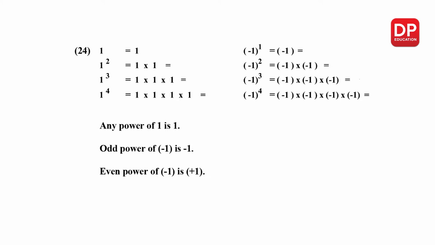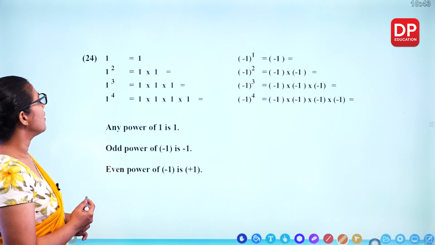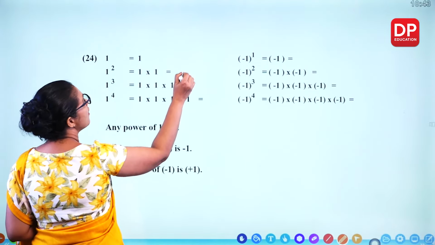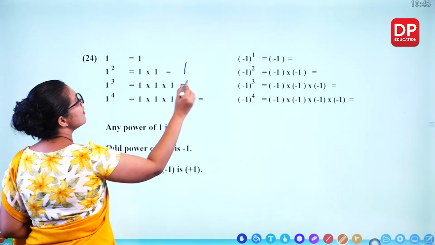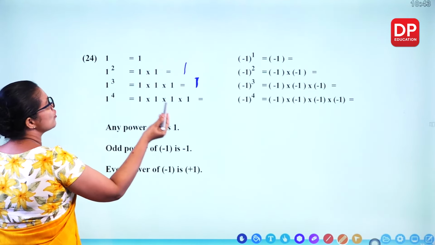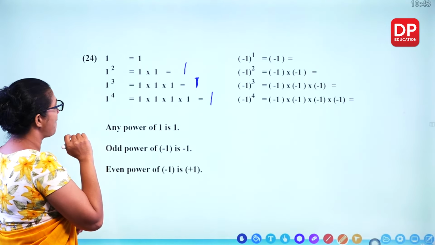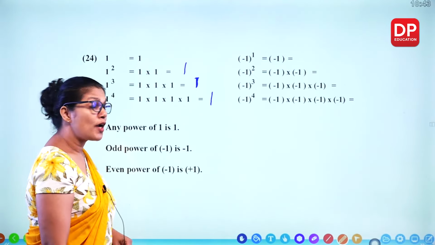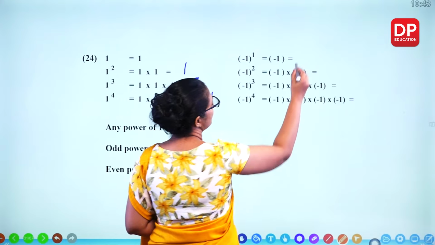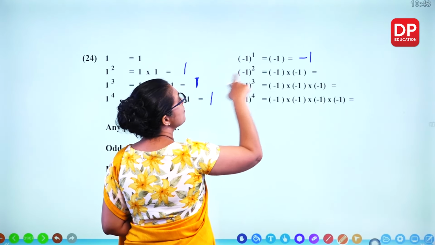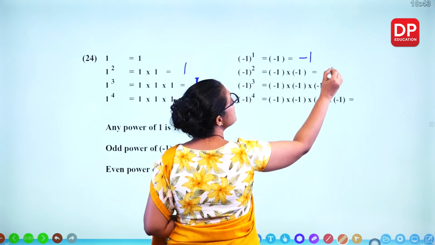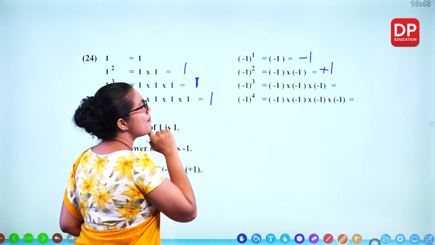Now, look at this one. 1 is 1. 1 squared, 1 times 1, 1. 1 to the power 3, you get 1 there. 1 to the power 4, also 1. Look at this one, minus 1 to the power 1, minus 1. Minus 1 to the power 2, you get positive 1 because minus minus is positive.